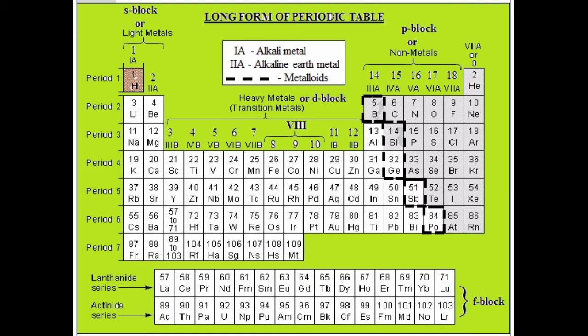Now what do alkaline earth metals mean? These metals or oxides of these metals are found in the earth's crust, so they are called alkaline earth metals. Is this thing clear to you? First group is of alkali metals and second group is of alkaline earth metals. Now next is what? D block.